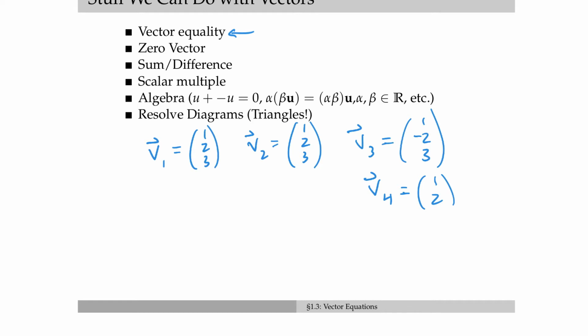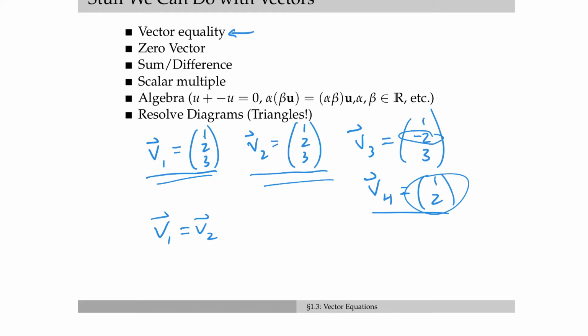Well, v1 and v2 are equal because all of their entries are equal. Neither v1 nor v2 equals v3 because they differ by that one entry being a negative 2. And notice that v4 does not equal v1 or v2 despite all of its entries being identical. Now when I say all entries, I mean every single entry, on the assumption that the vectors have the same dimension. So this vector has 3 entries, this one only has 2, so they cannot be equal.